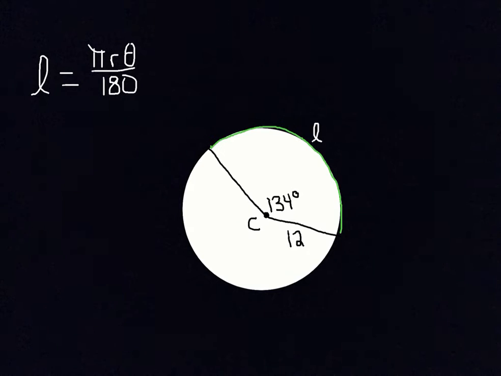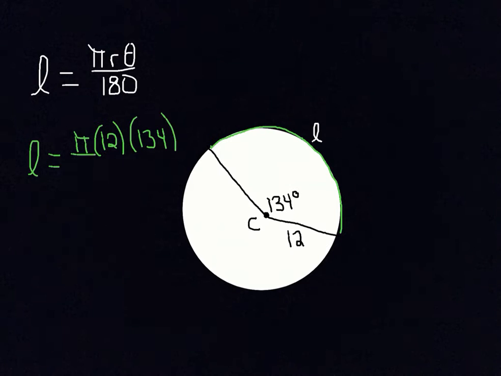So we just use our little formula and we say, well, L is going to be equal to pi times the radius, which is 12, times 134, all divided by 180.